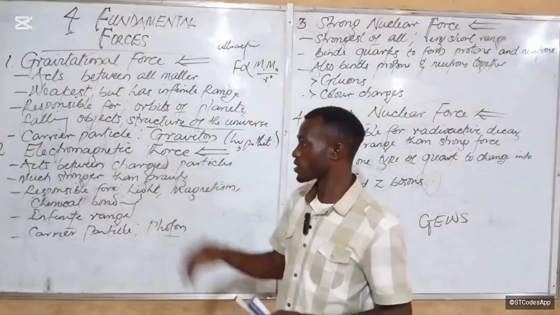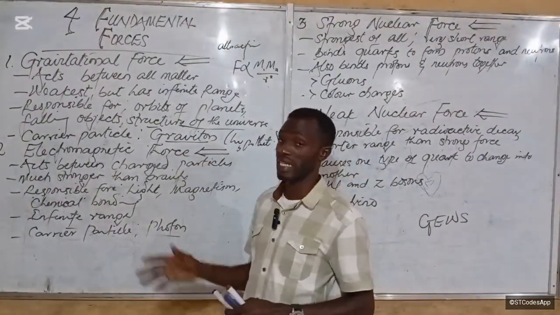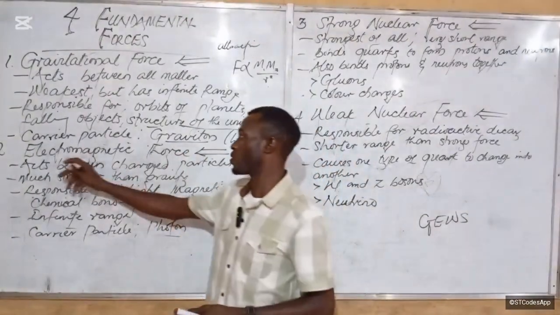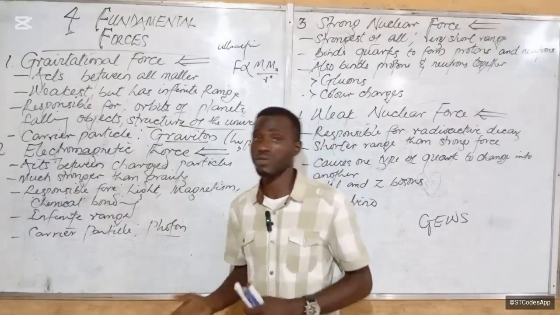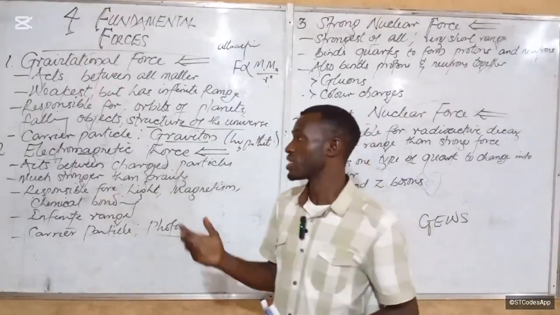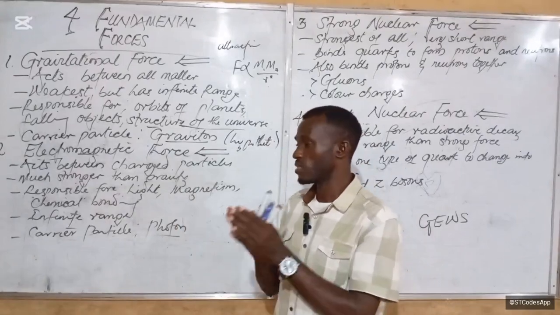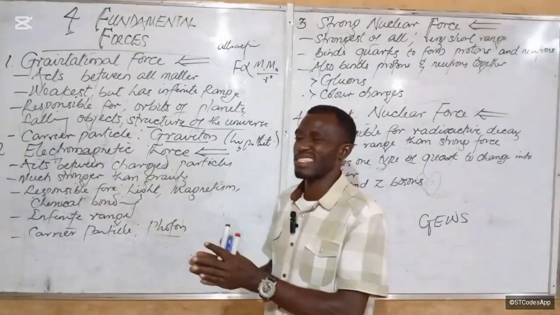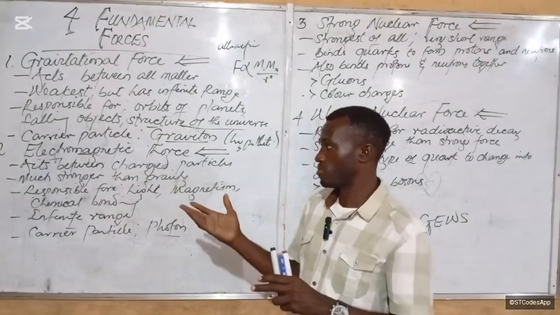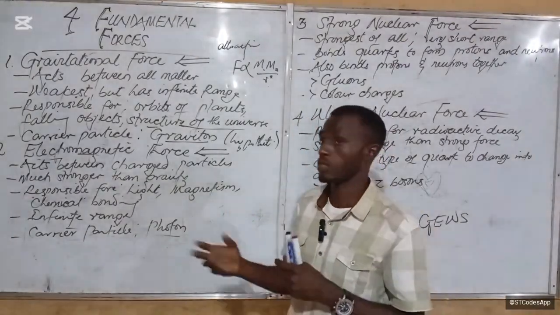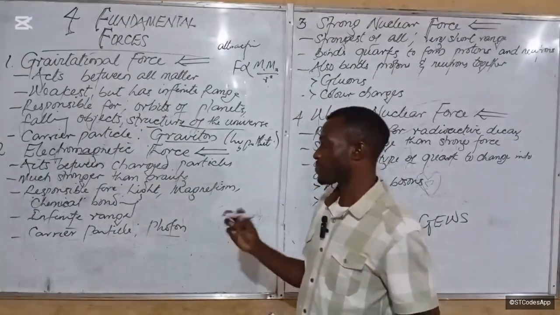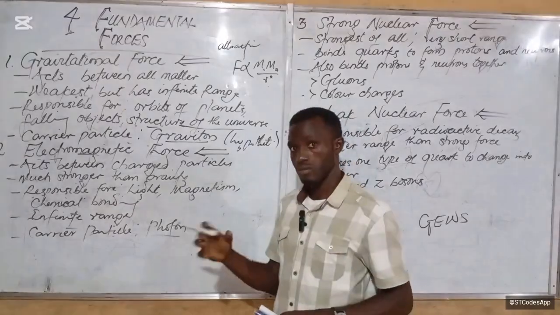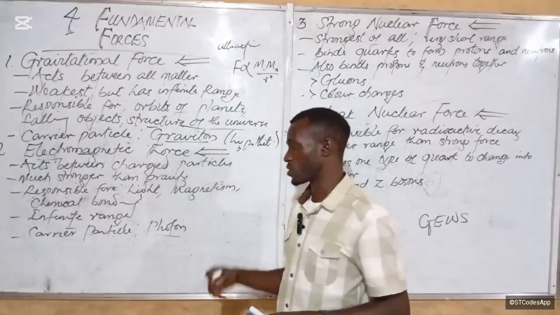Now the second force is the EM force, the electromagnetic force. Already you can see there are two words here, electro and magnet. So what does that tell you? That tells you that there is electricity and magnetism in discourse here. They are interacting here. So what produces electricity or the electric force?